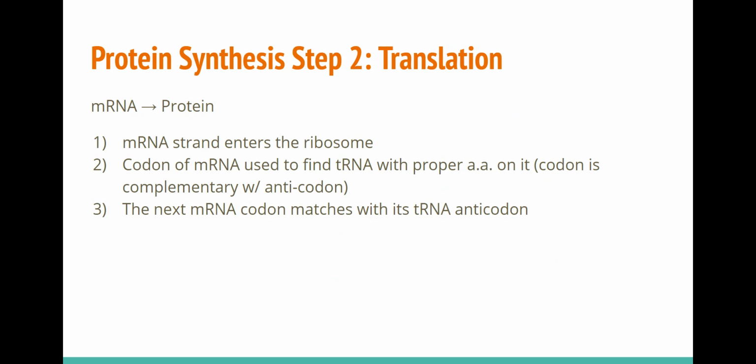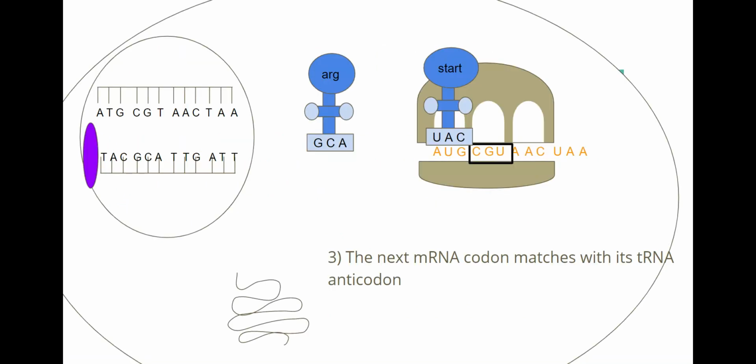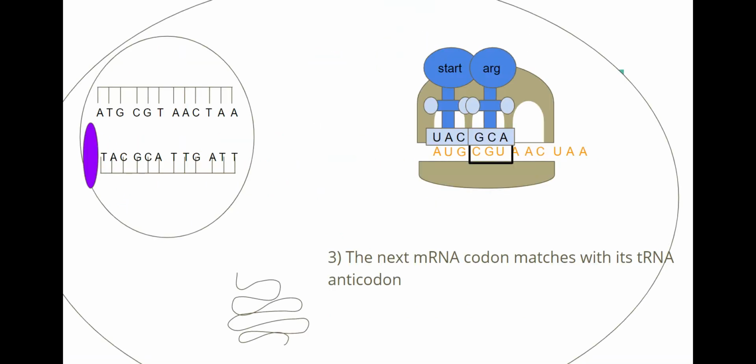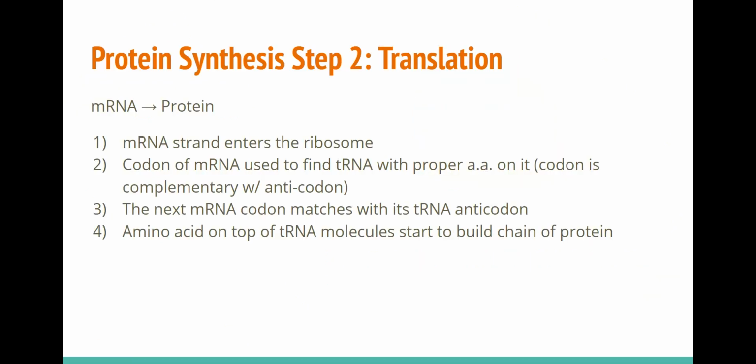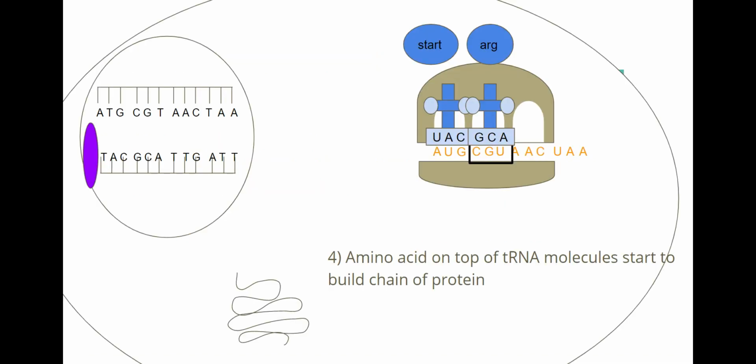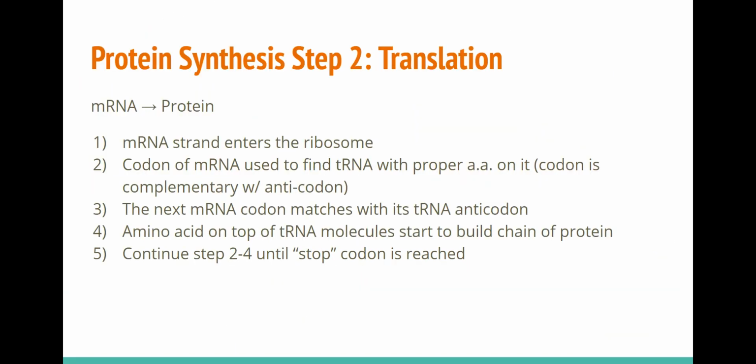Step 3 is that this process continues on. So here comes another tRNA. There it is, matching it with its mRNA. And this time, mRNA is coding for arginine, ARG. The amino acids are being added to the top of the tRNAs to build a protein chain. So what you're seeing here is that tRNA will release it and we will start creating a protein chain.